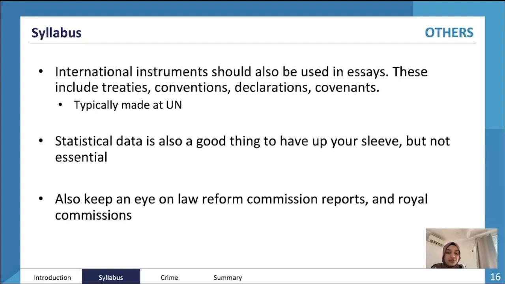So Law Reform Commission reports will normally highlight where the law reform is coming from, what it means, etc., and royal commissions into issues that are affecting the community in Australia. You could have royal commissions into a wide range of things, but normally it's issues that impact the community. For example, I believe we had one with the banks and their lending practices.